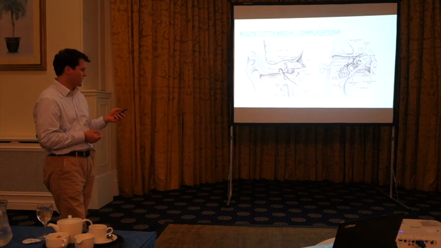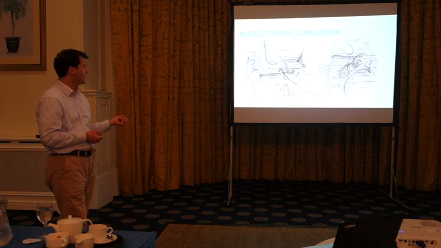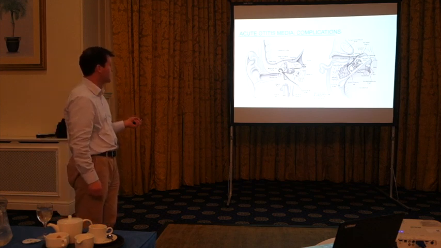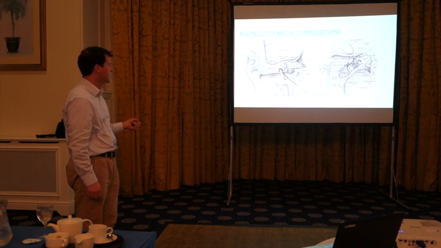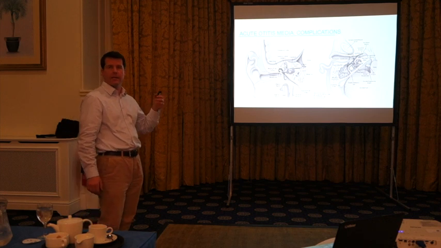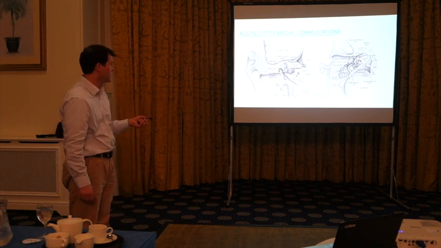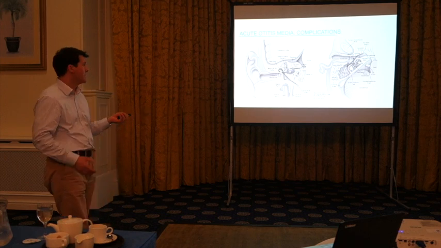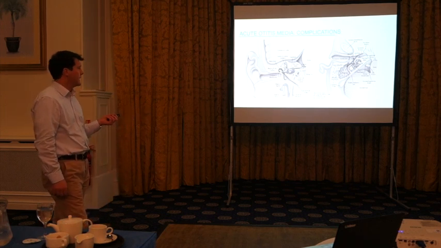It's worth spending a moment looking at the anatomy of the middle ear. With an acute otitis media, you've got the infection in that space there, in the middle ear. And that infection can spread anywhere in that region and give rise to problems. In about 3% of children, they have a little dehiscence, a gap in the bones of their skull, and that gives rise to the potential for them to develop problems with meningitis.